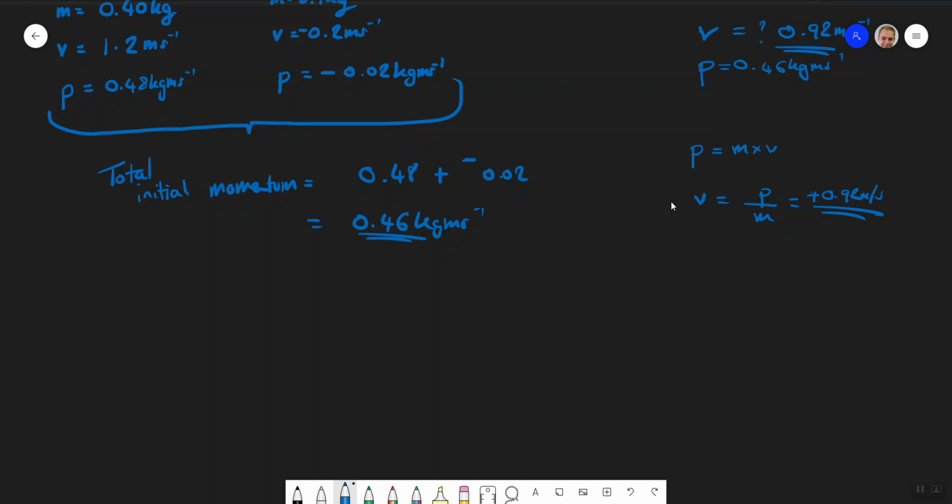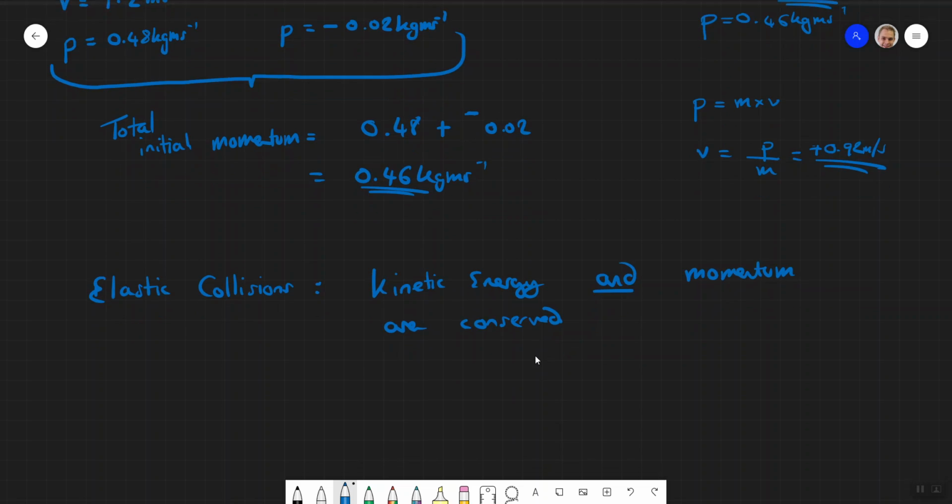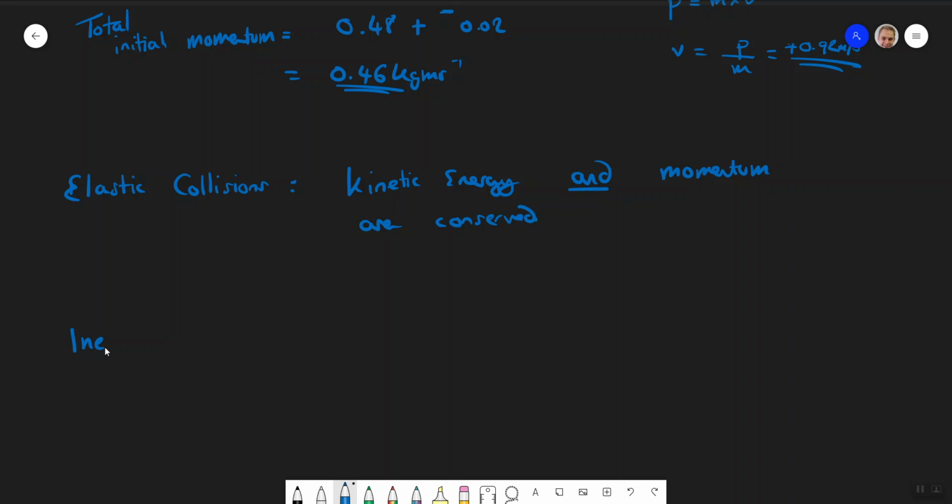Collisions come in two types. There are elastic collisions, which is where the kinetic energy and the momentum are conserved. And then we have another type of collision which is called an inelastic collision, which is where kinetic energy is not conserved.